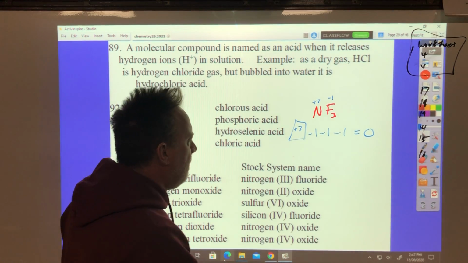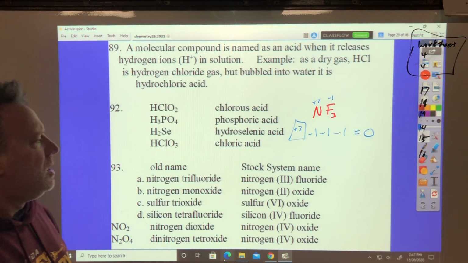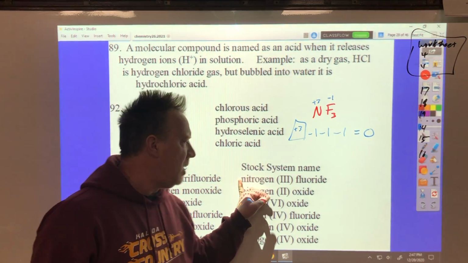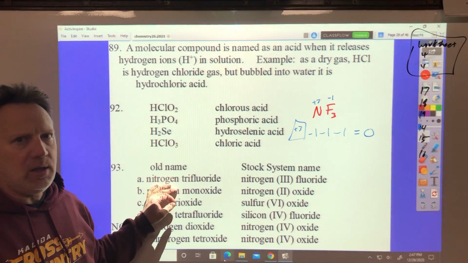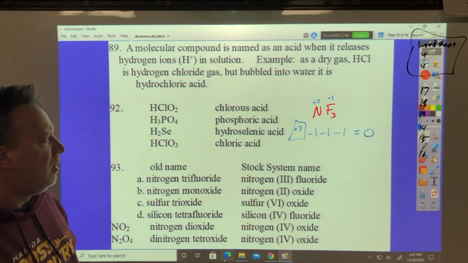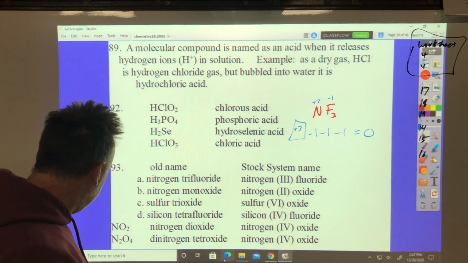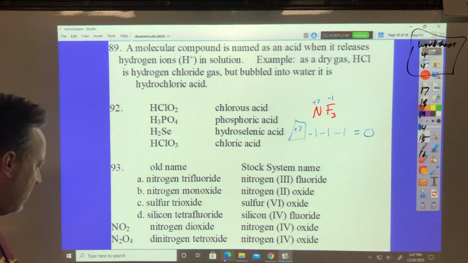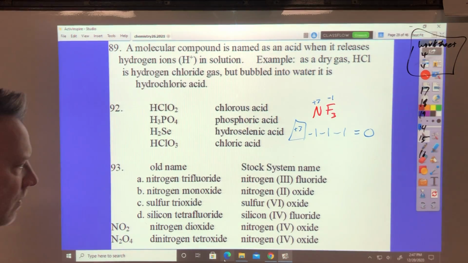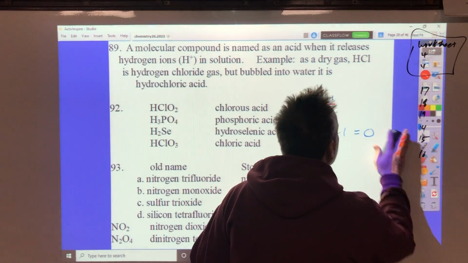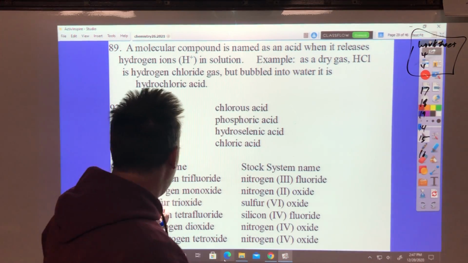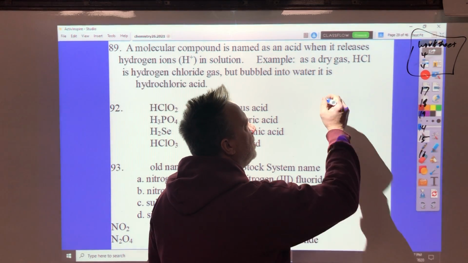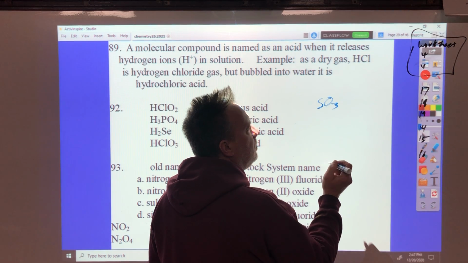So this compound is nitrogen 3-fluoride. That's the acceptable name. This one is an old name. It's not really acceptable. Nitrogen trifluoride, believe it or not. Let's do this one. We'll do sulfur 6-oxide, which is sulfur trioxide, which is SO3.